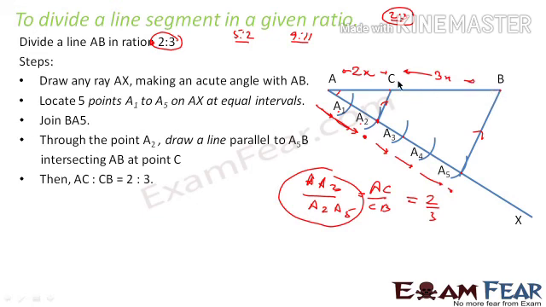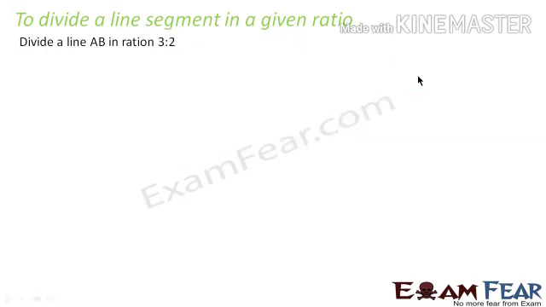So we were able to plot point C, which divides line AB into the ratio 2:3. Let's take one more example where the line divides in the ratio of 3:2. Instead of 2:3, it is 3:2 now.